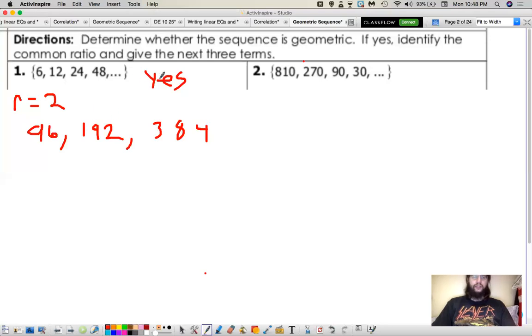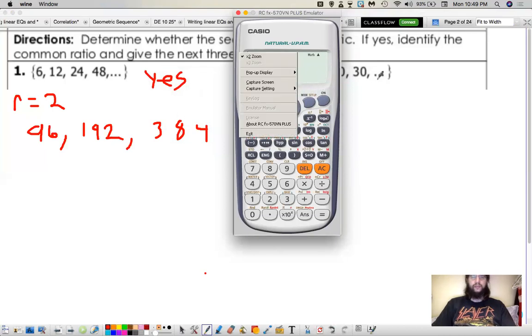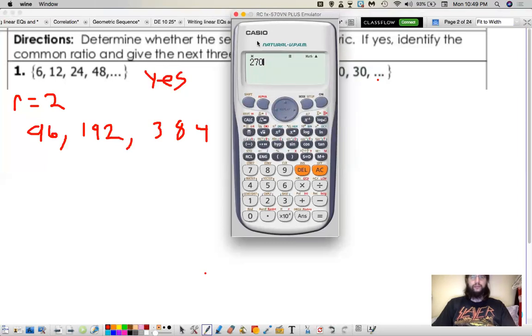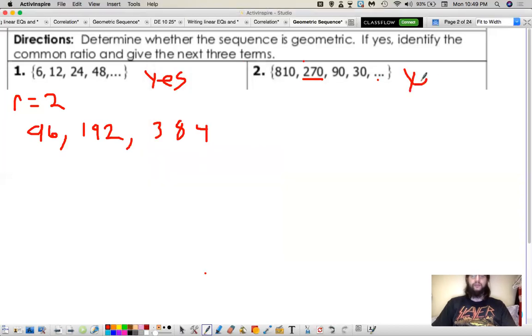Now this one was geometric, so let's find our common ratio. Again, take the second term divided by the first term. 270 divided by 810 is a third. 90 divided by 270 is 1/3. 30 over 90, 3 over 9, 1/3. So yes, this is also geometric, and the common ratio is 1/3.